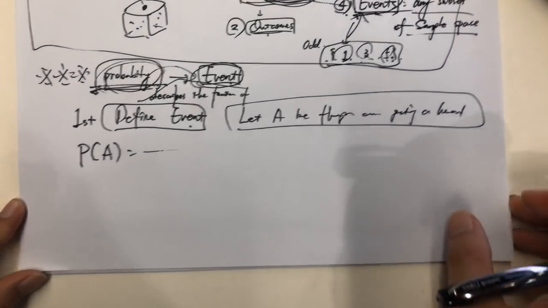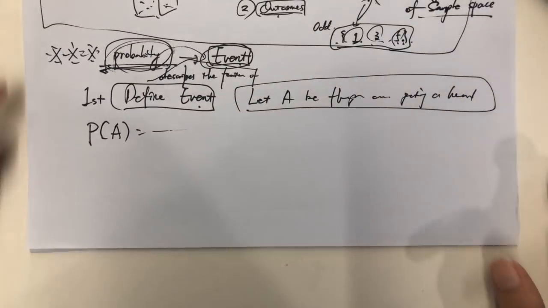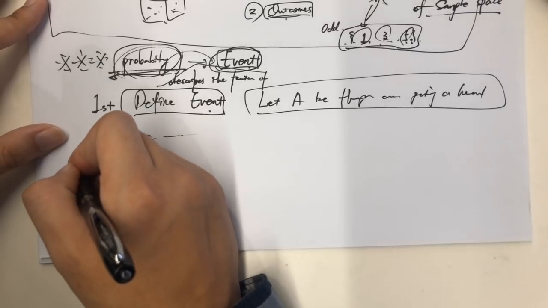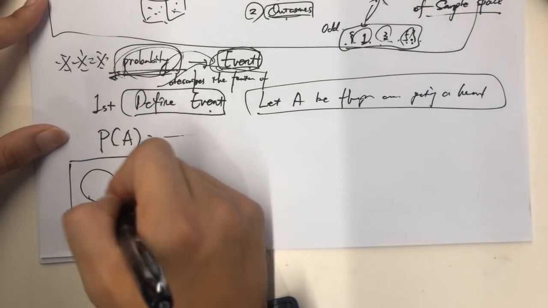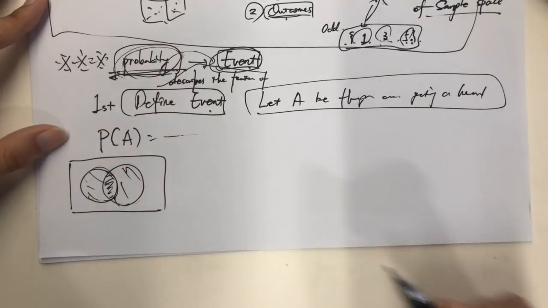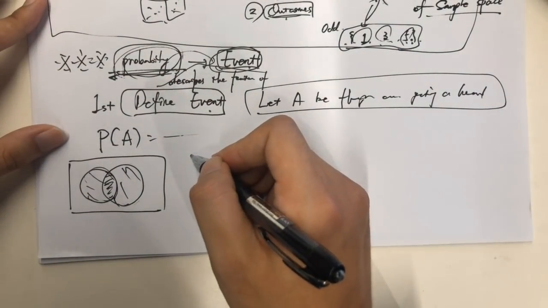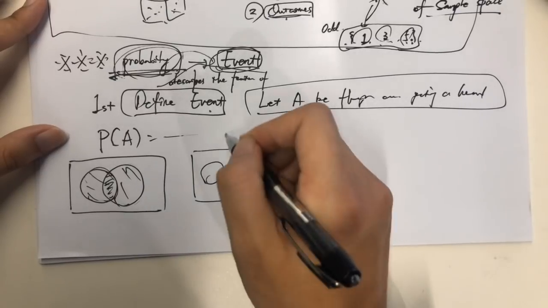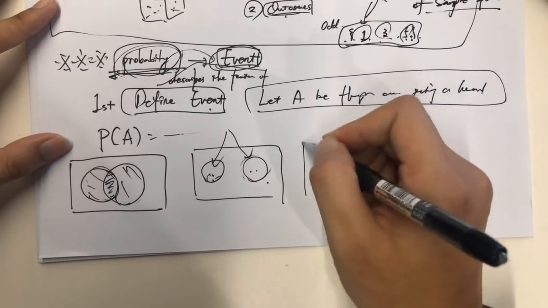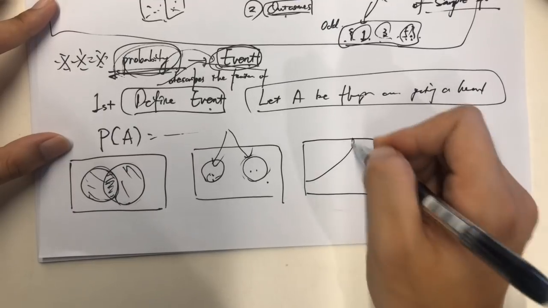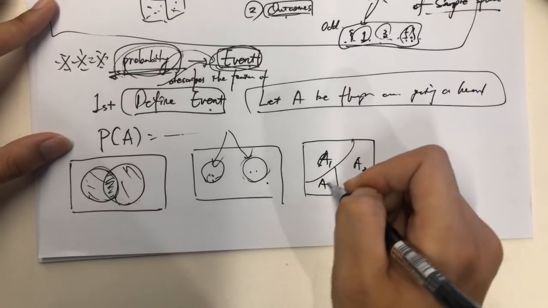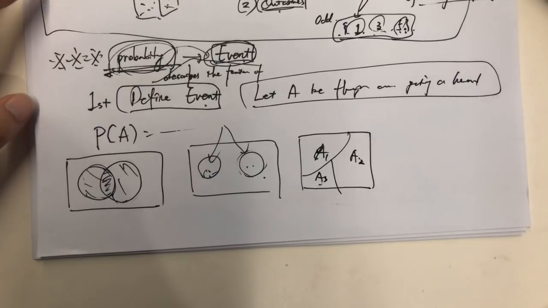And for events, they have relationships between two events. For example, for the calculation of events, we have joint events, right? So it can be intersection or union. So this is called joint events. And we also have two events that are mutually exclusive, which means they don't have anything in common. And we also have exhaustive events, or mutually exclusive and exhaustive events. So those are the events that take the whole sample space, like A1, A2, A3. So those are mutually exclusive and exhaustive events.